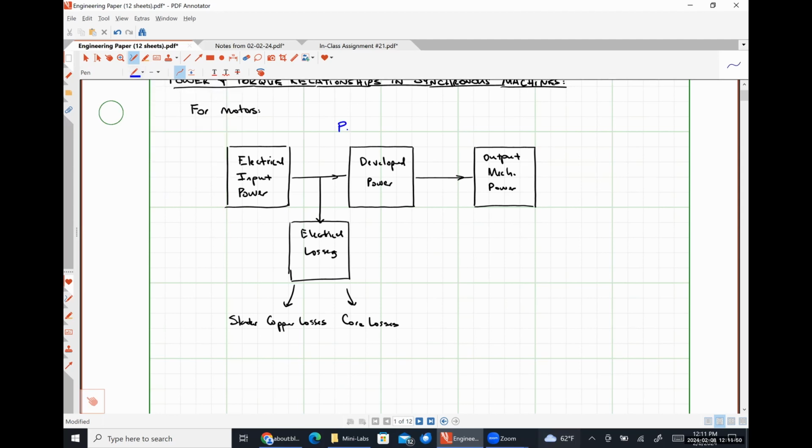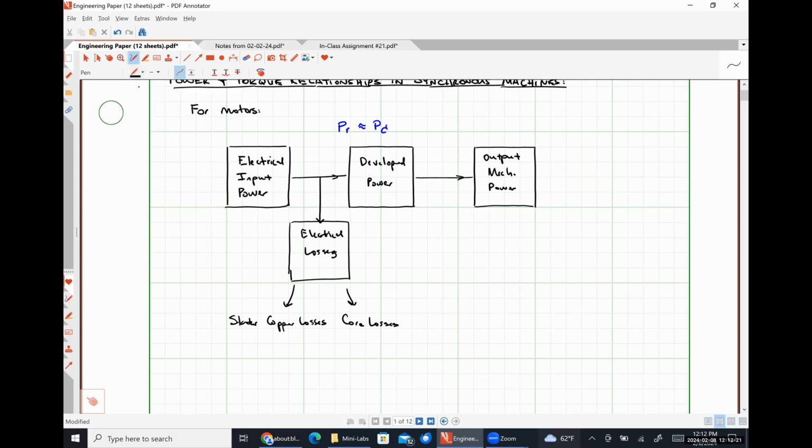So I'm going to put up here, PR is approximately equal, I'm going to call it actually PD for our developed power. So our rotor power and our developed power are roughly the same thing. If we completely neglect the rotor copper losses, they are literally the exact same quantity.